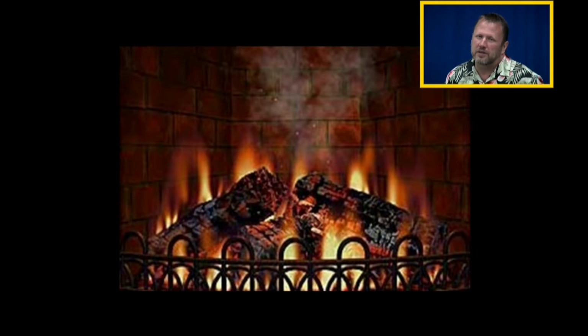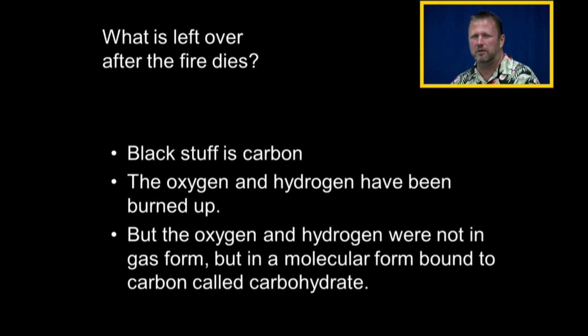Wood is a type of hydrocarbon. If you put glucose molecules together in a certain arrangement, you have starch. If you put them together in a different arrangement, it's cellulose. Right? We don't eat wood, fortunately. But if you burn the wood, all that white stuff is phosphate, but the black stuff is carbon. And the oxygen and hydrogen have been burned up. But the oxygen and hydrogen were not in gas form. They were in a molecular form, and you guys know it as glucose. Right? And we call that a carbohydrate.